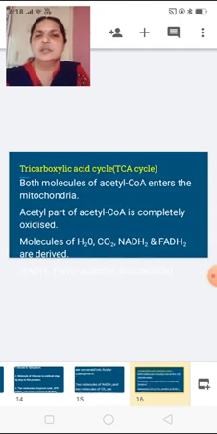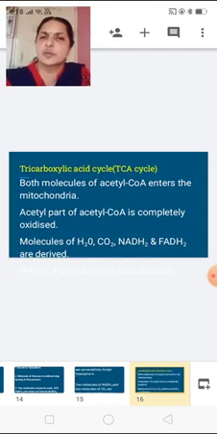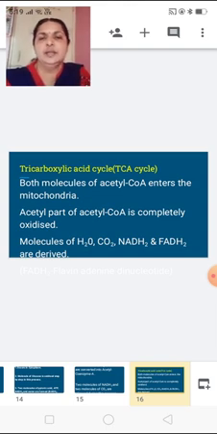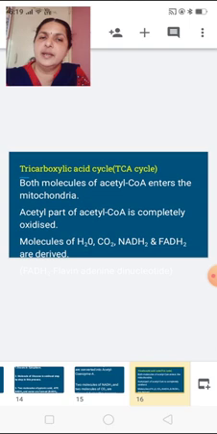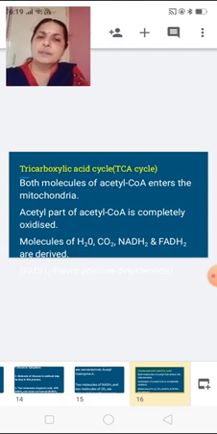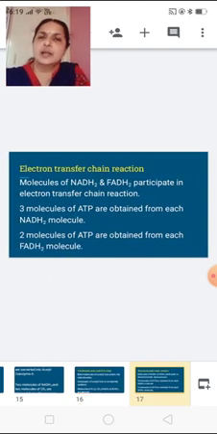Next we learnt about the TCA cycle, the tricarboxylic acid cycle. Both molecules of acetyl coenzyme A enter the mitochondria, and the acetyl part of acetyl coenzyme A is completely oxidized. What do we get from here? Molecules of water, carbon dioxide, NADH2 and FADH2. What is FADH2? Flavin adenine dinucleotide.